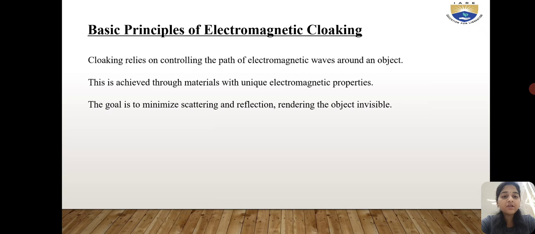So, coming to the basic principles, the electromagnetic waves around the object will make it invisible. This is achieved with different types of electromagnetic properties which are not the same. And the main goal is to minimize the reflection and scattering. Hence, the object becomes invisible.